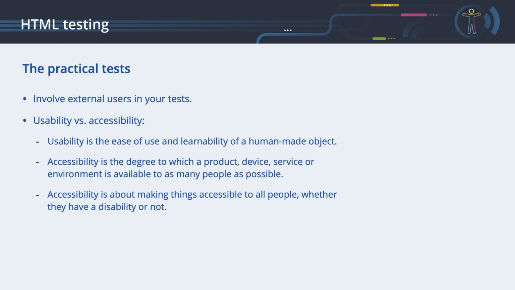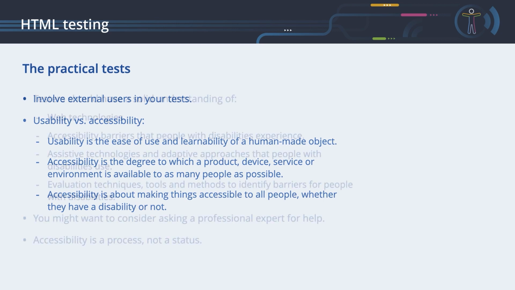Usability is the ease of use and learnability of a human-made object. In human-computer interaction and computer science, usability studies the elegance and clarity with which the interaction with a computer program or a website is designed. Accessibility is the degree to which a product, device, service, or environment is available to as many people as possible. Accessibility is about making things accessible to all people, whether they have a disability or not.